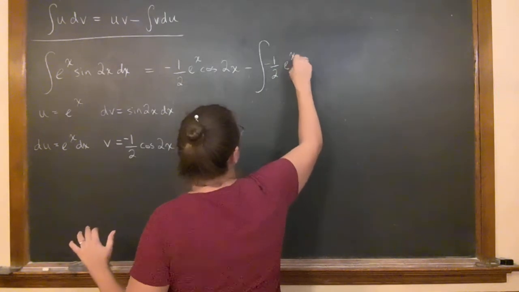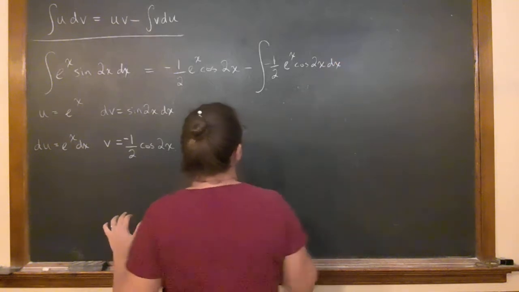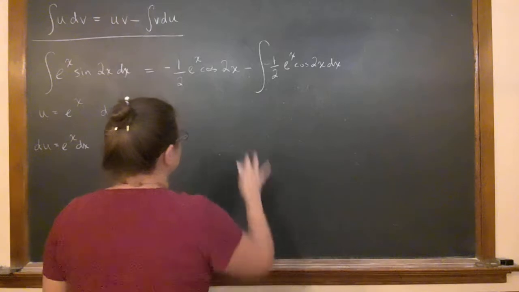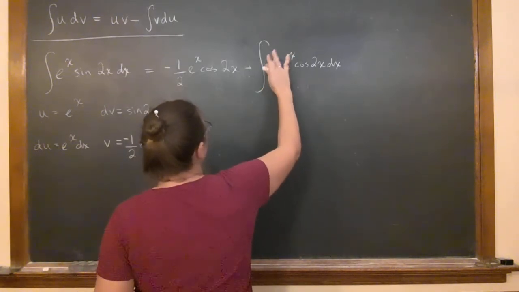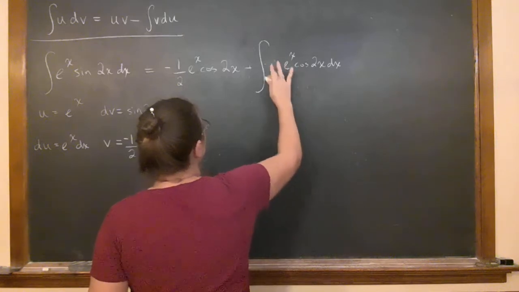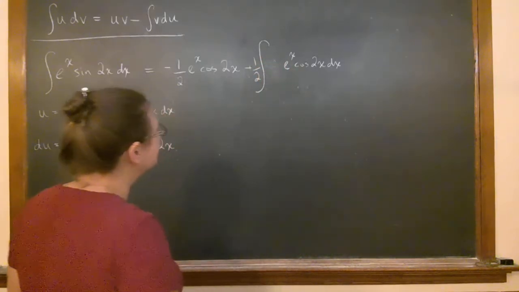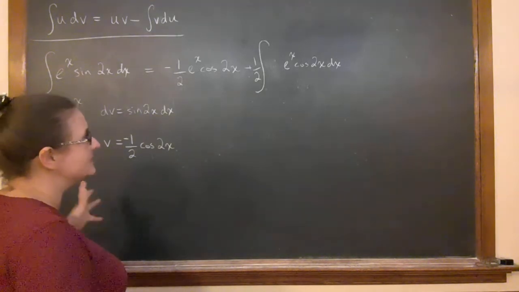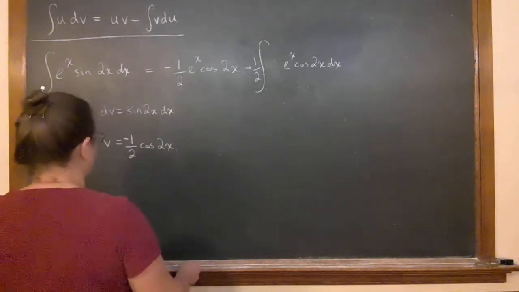to the x cosine 2x dx. Okay, so I'm going to cheat a little bit and not rewrite this. I'm just going to change these to pluses. And for my ease of mind, I'm going to pull this 1/2 out. And I'm just going to go ahead and do the same thing again.